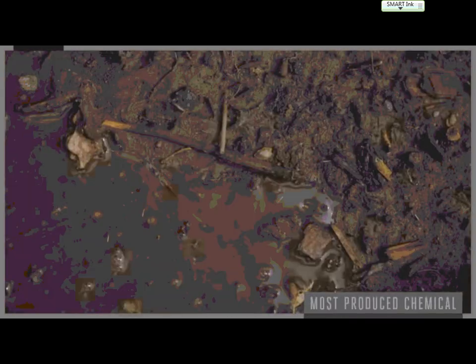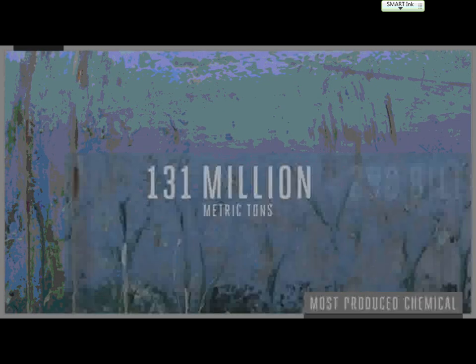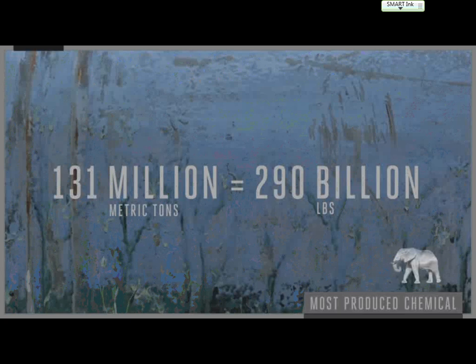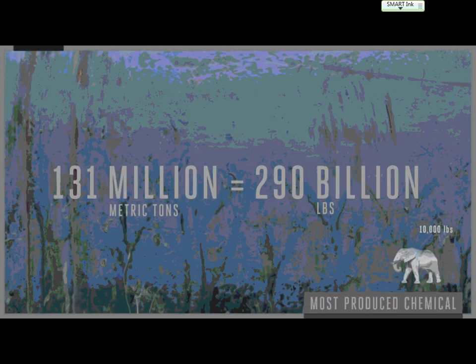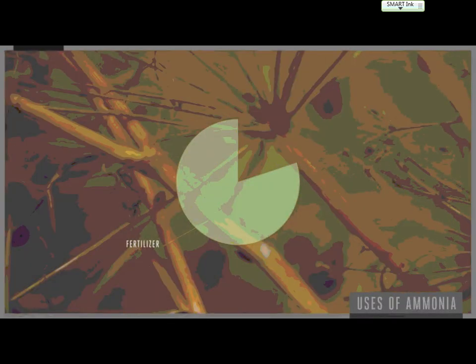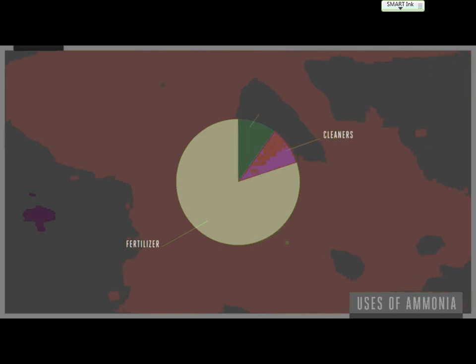Today, ammonia is one of the most produced chemical compounds in the world. Roughly 131 million metric tons are produced a year, which is about 290 billion pounds of ammonia. That's about the mass of 30 million African elephants, weighing roughly 10,000 pounds each. 80% of this ammonia is used in fertilizer production, while the rest is used in industrial and household use, and to produce other nitrogen compounds, such as nitric acid.